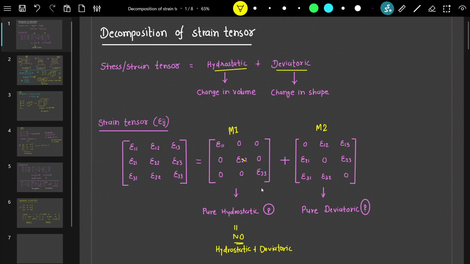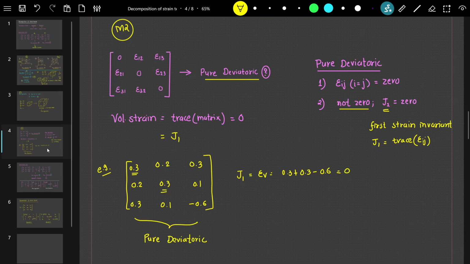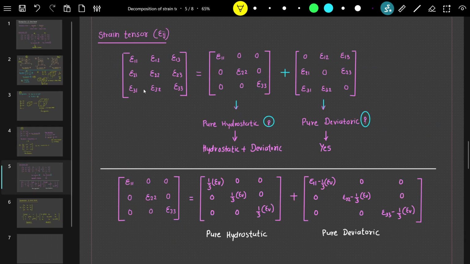So I'll come to the first slide where we decomposed in this way, diagonal and off-diagonal components, and our question was whether this is pure hydrostatic and whether this is pure deviatoric or not. The answer is no for the first one, this M1, and this is M2. M1 is not pure hydrostatic, it is hydrostatic plus deviatoric because diagonal components are not equal, whereas M2 is pure deviatoric because the volumetric strain is 0 here.